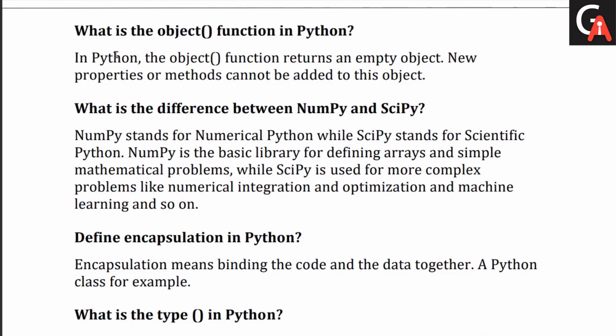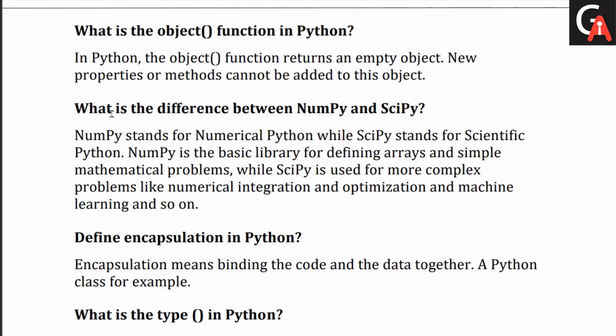Next question, what is the object function in Python? In Python, the object function returns an empty object. New properties or methods cannot be added to that object. So if I want to create one empty object in Python, we have the object method. The simple purpose of the object method is creating and initializing an empty object which doesn't have any methods and properties. Next, let's move forward with the other question.